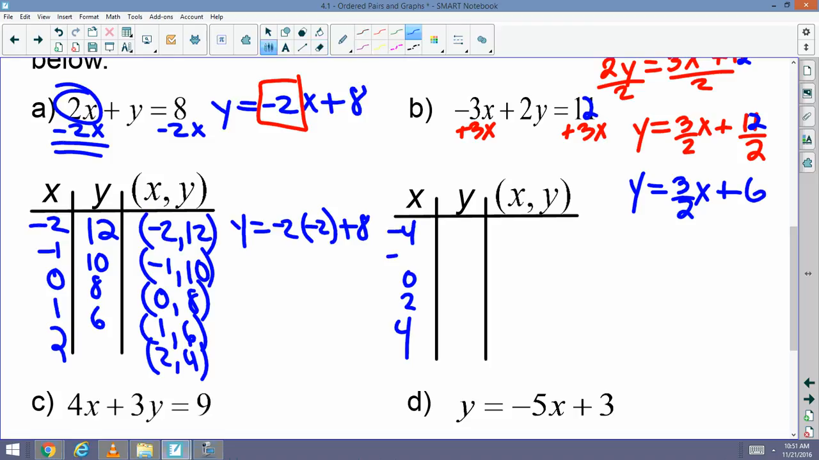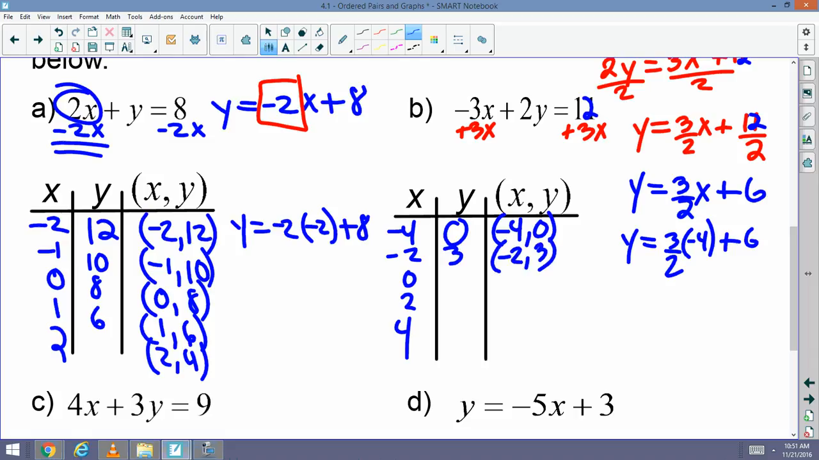So -4, -2. When x is -4, let's do the math here. We got 3 halves times -4 plus 6. See how much easier this is? This is -12 divided by 2, which is -6. And -6 plus 6 is 0, so -4, 0. When x is -2, what do you got? 3 times -2 is -6. -6 divided by 2 is -3. -3 plus 6 is 3. So this is -2, comma 3.